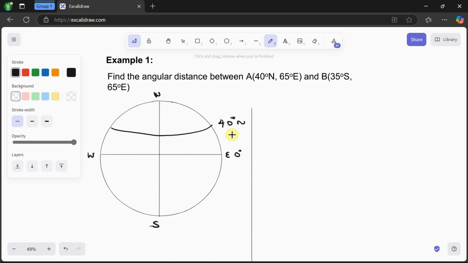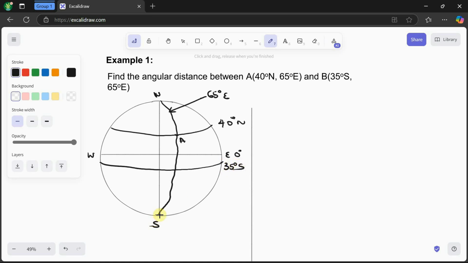So if this is it and it's at the east direction, I could just say this is my circle. So this is my line of longitude, and this is 65 degrees east. So this point where they intersect is my point A. Same thing, it says point B is at 35 degrees south. So this south, I'll say 35 degrees should be somewhere here.